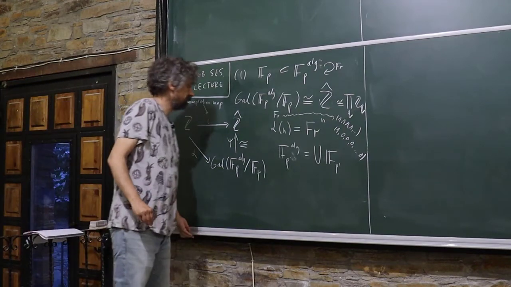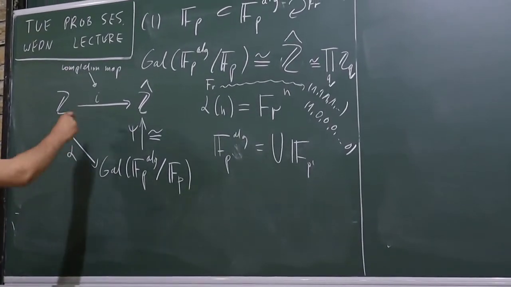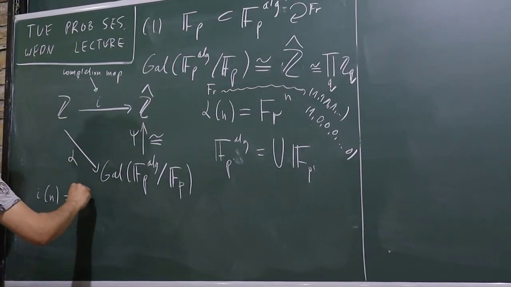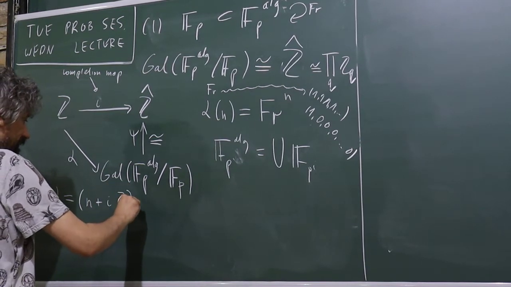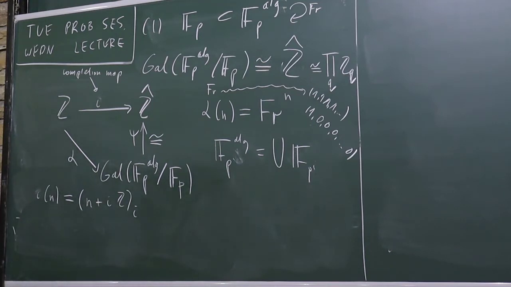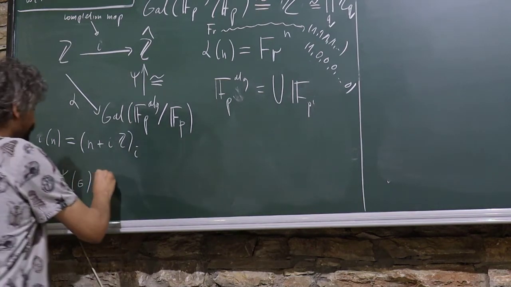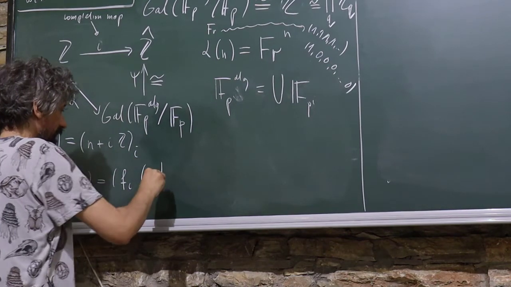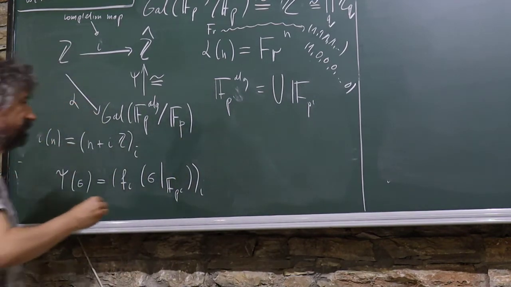So alpha is described. Yes, and I was saying here that phi, this iota of n, is always iota, because those are these finite index subgroups, and the psi of sigma should be phi of sigma restricted to F_{p^i}, where F_i gives an isomorphism on the finite level.